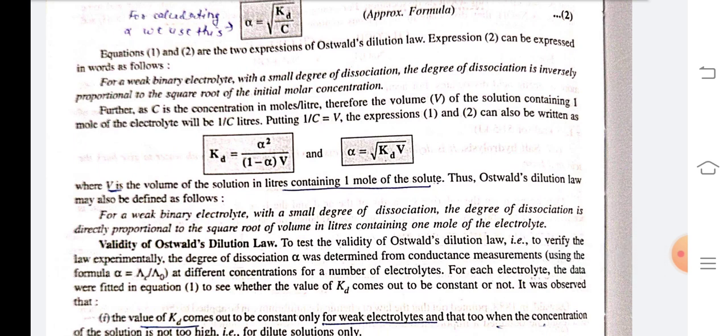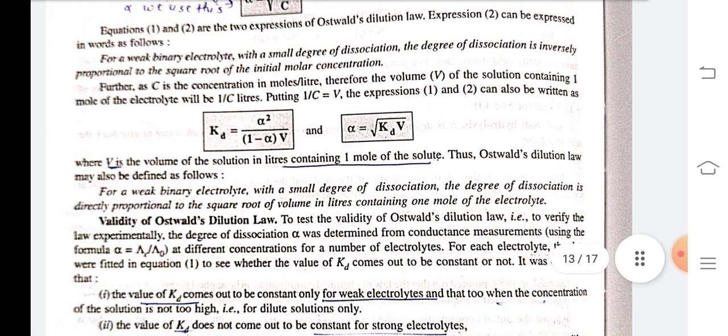Expression 2 can be expressed in words as follows. For a weak binary electrolyte with a small degree of dissociation, the degree of dissociation is inversely proportional to the square root of the initial molar concentration. Further, as C is the concentration in moles per liter, therefore, the volume V of the solution containing 1 mole of the electrolyte will be 1 by C liters.